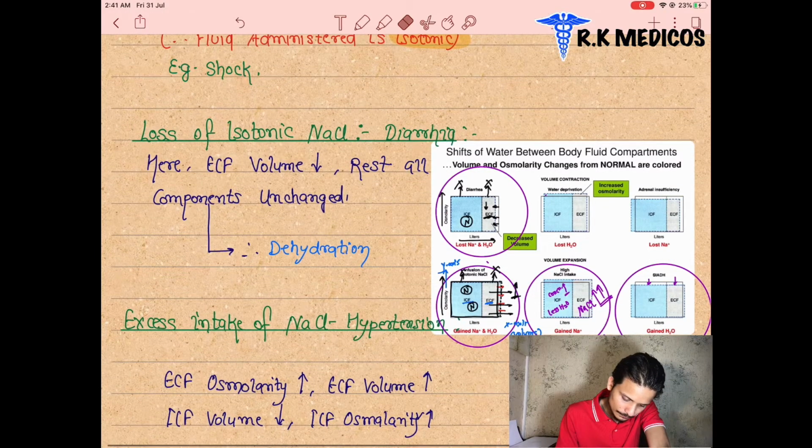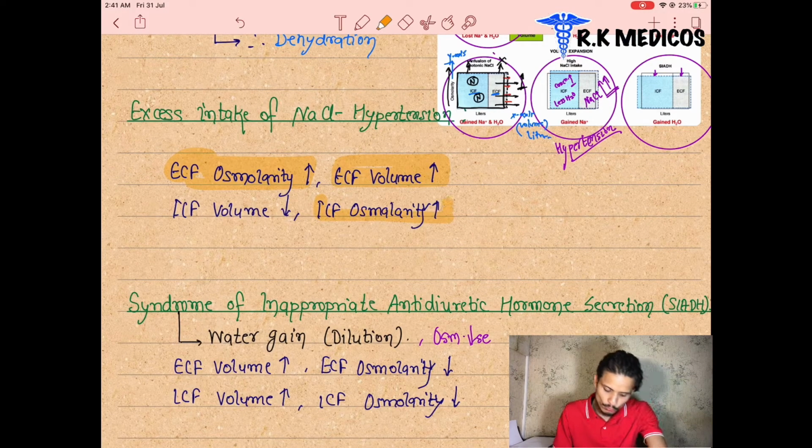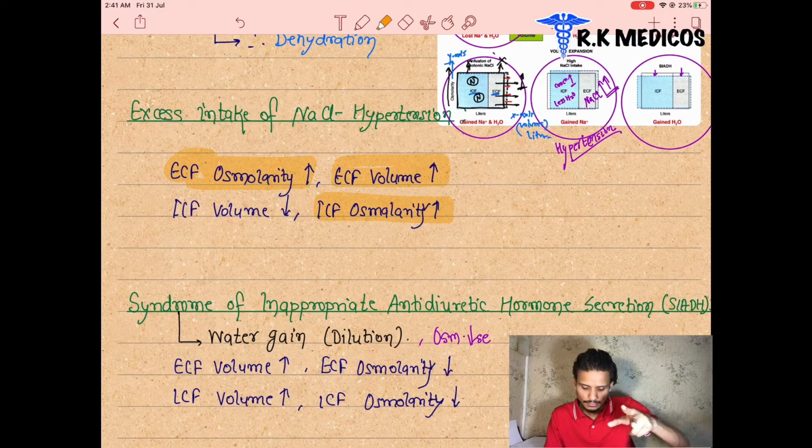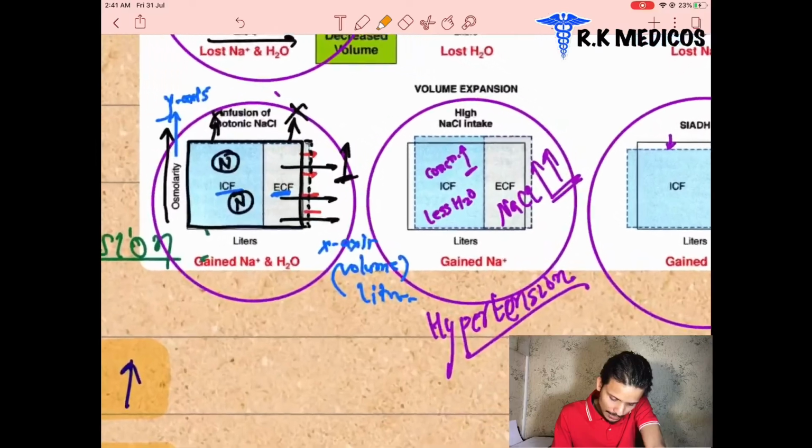Third one, we can see extracellular fluid osmolarity is increased on the y-axis, extracellular fluid volume is increased, and intracellular fluid osmolarity is increased. It means osmolarity in both cases increased. So you can see this picture. You can imagine here.